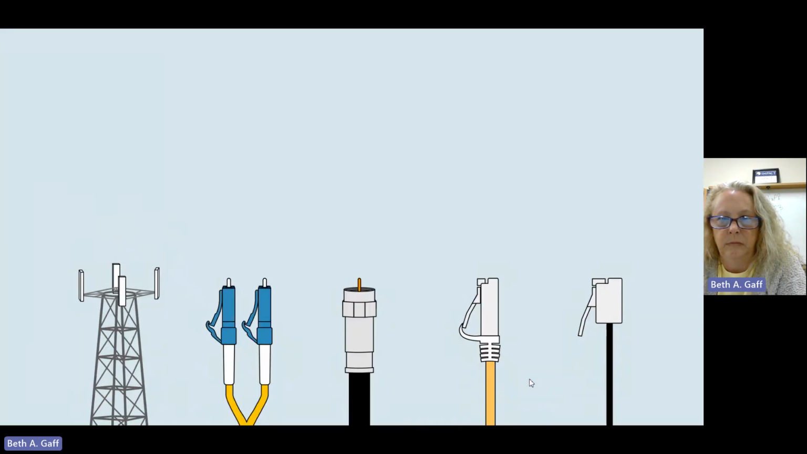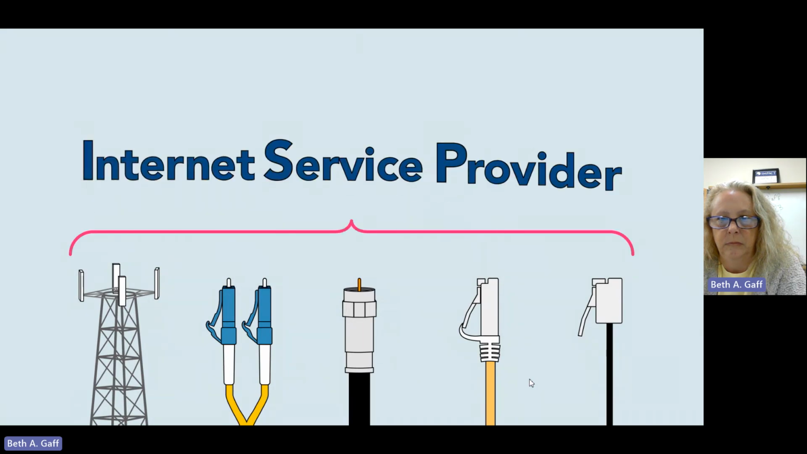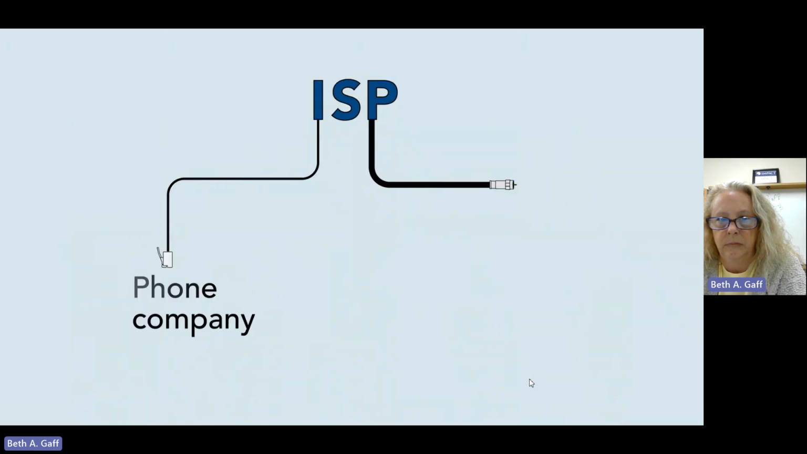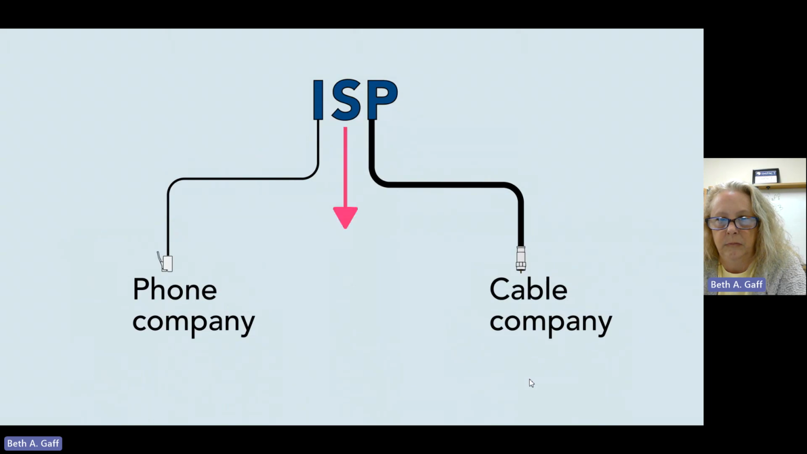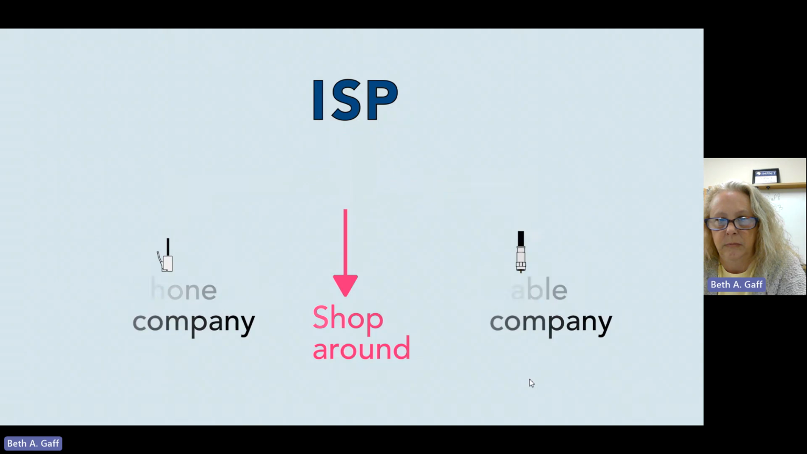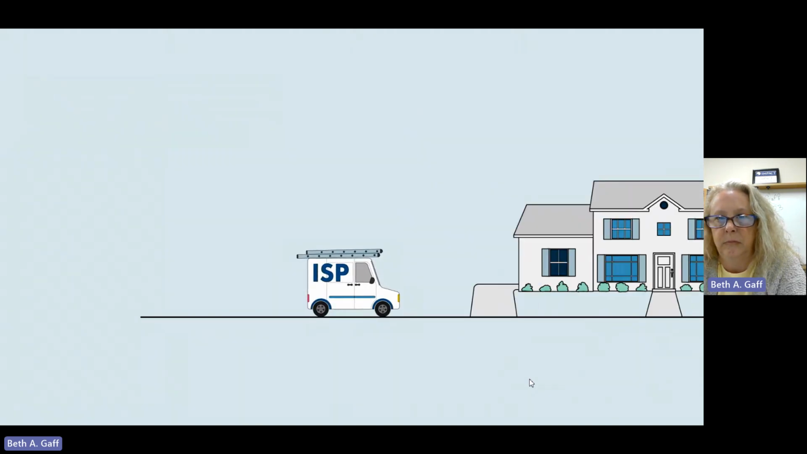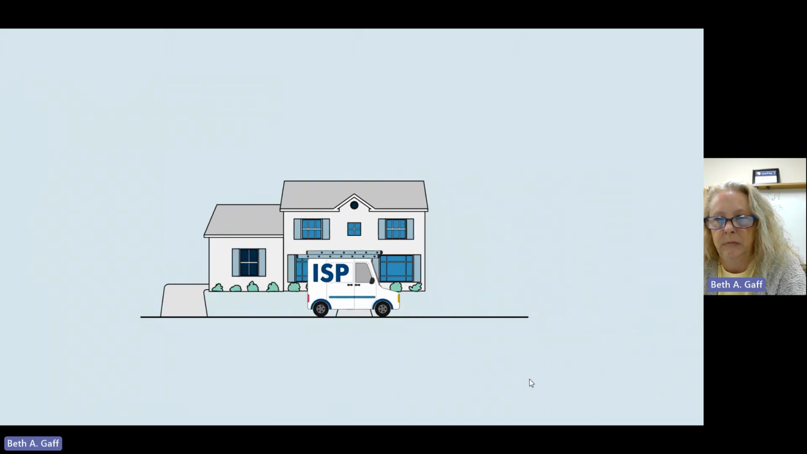No matter what kind of internet service you choose, you'll need to purchase it from an internet service provider, or ISP. Chances are you can buy internet service from your phone or cable company, or you may want to shop around for a better price. Your ISP will guide you through the entire process of connecting to the internet.